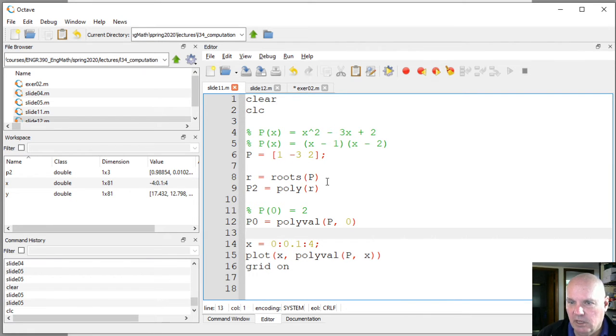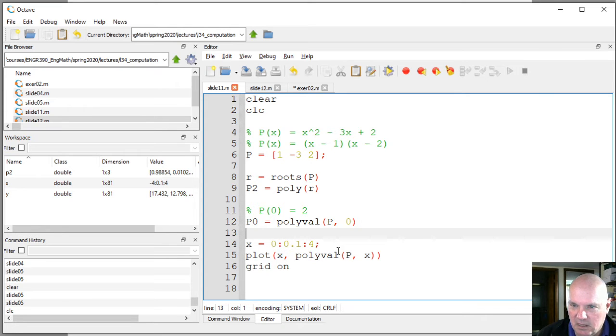First thing I do is calculate the roots. So r should be equal to 1 and 2. And then I reconstruct the polynomial from its roots, just to show you how poly works. So P2 should be the same as P: 1, minus 3, and 2. Notice I've left the semicolons off. So when I run this script, the script will display the values of r and P2. I evaluate the polynomial at x equal to 0. I just chose 0 because that's simple. At x equal to 0, the polynomial is equal to 2: 0 squared minus 3 times 0 plus 2. So P0 should be 2.